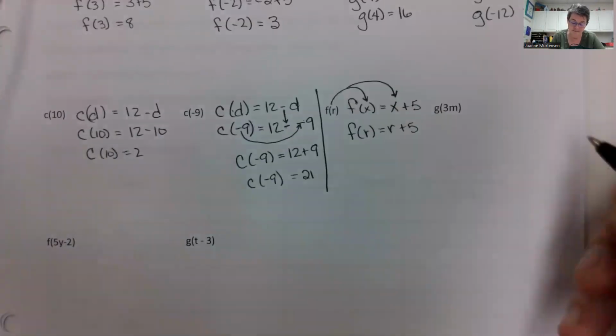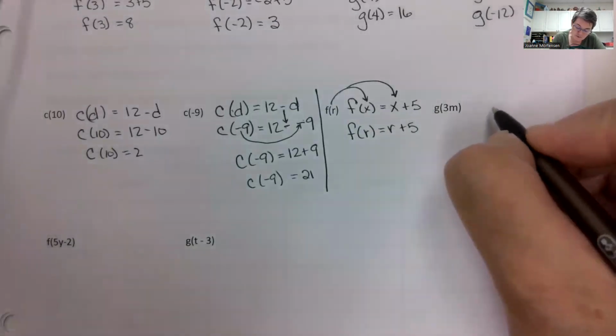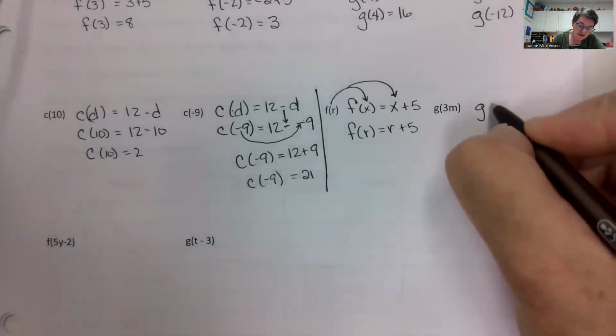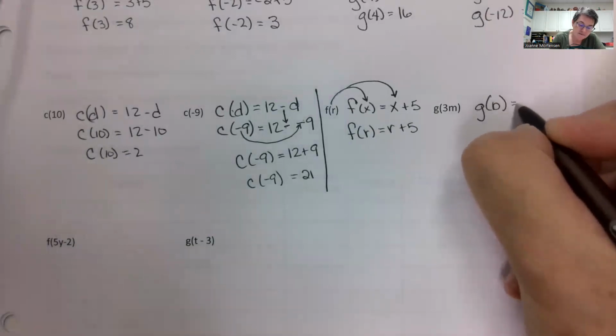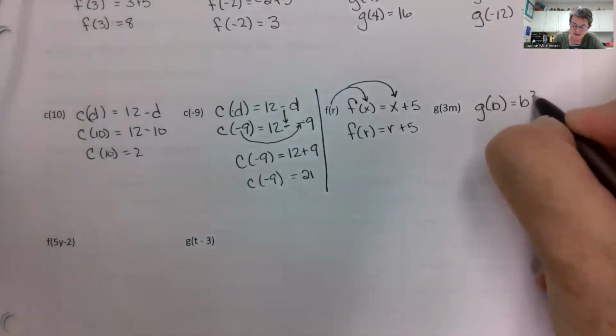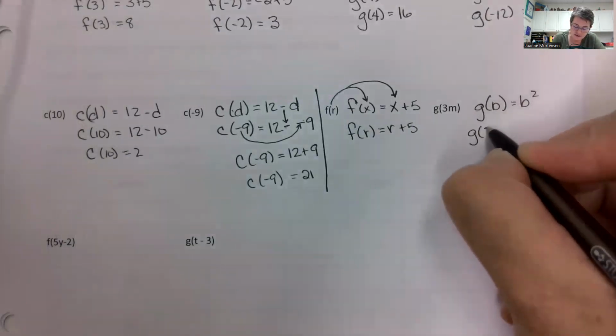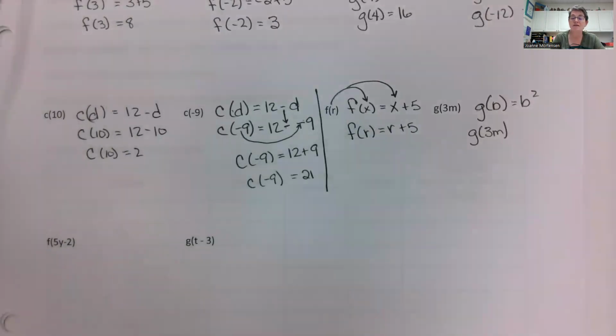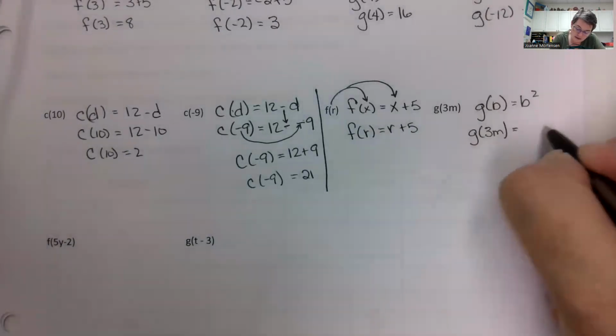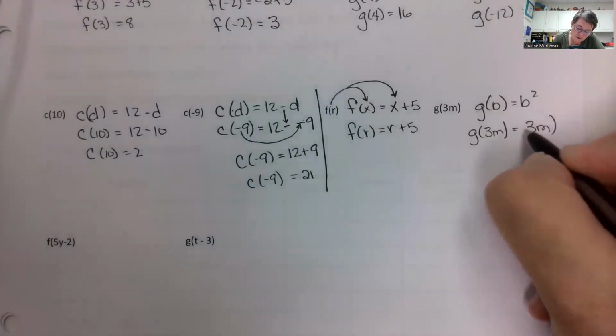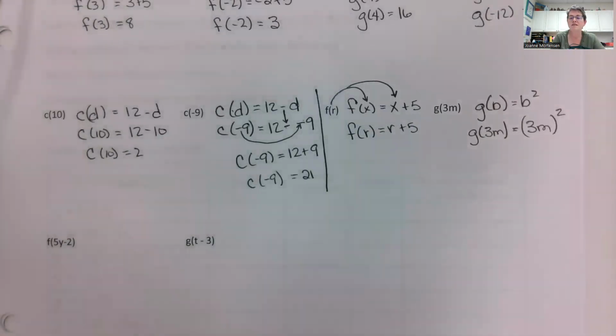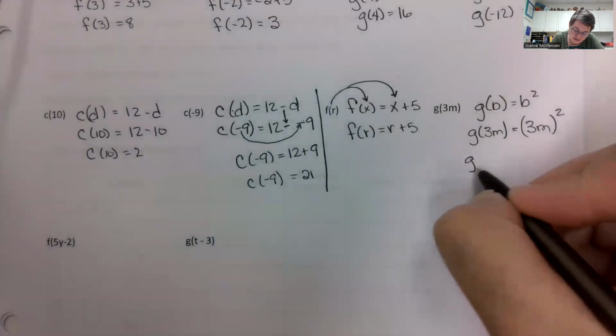All right. G, oh, I forgot my rule. G at B is equal to B squared. So G at 3M. I can have another variable in there if I want. It's going to be 3M with the brackets, especially with the squared ones. It's never wrong on any of these, but especially the squared ones. Put brackets there so you don't mess up. So G at 3M.